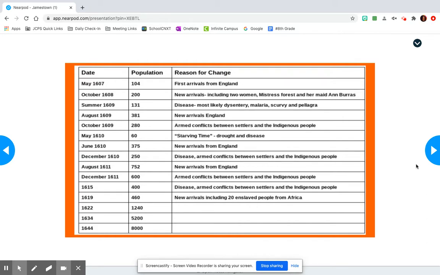Some questions to think about are, what happened to the population numbers? How did they rise and fall? Do you think that life at Jamestown would have been good or bad? Was it easy or difficult? You see a lot of people arriving from England and then periods of disease where the population is falling, then more new arrivals, then more disease, then conflict with the indigenous people whose land the colonizers were trying to occupy.